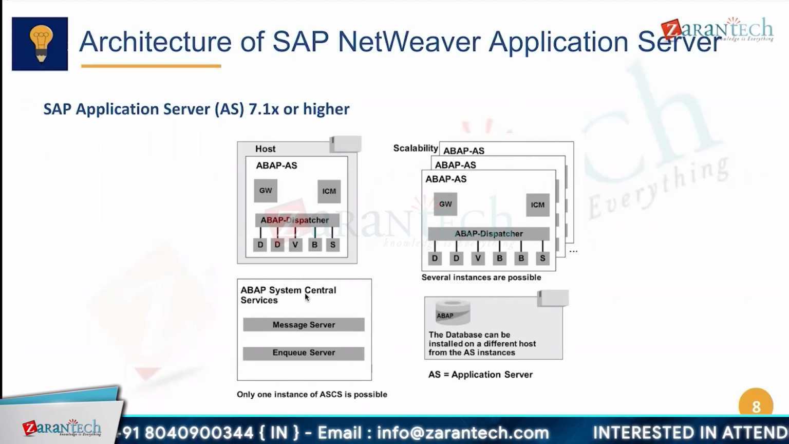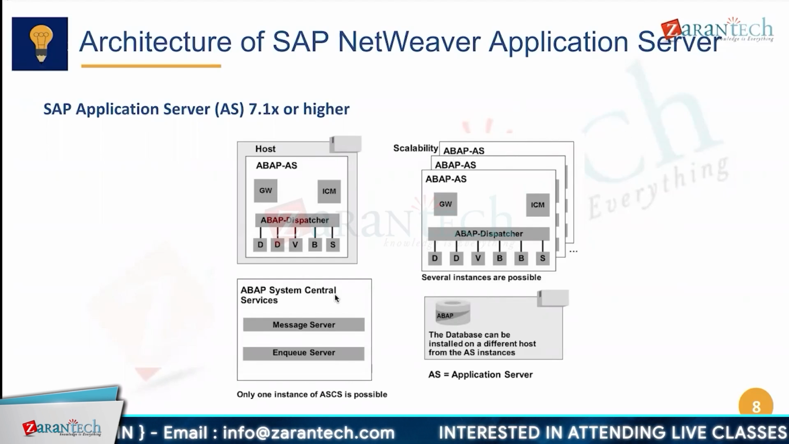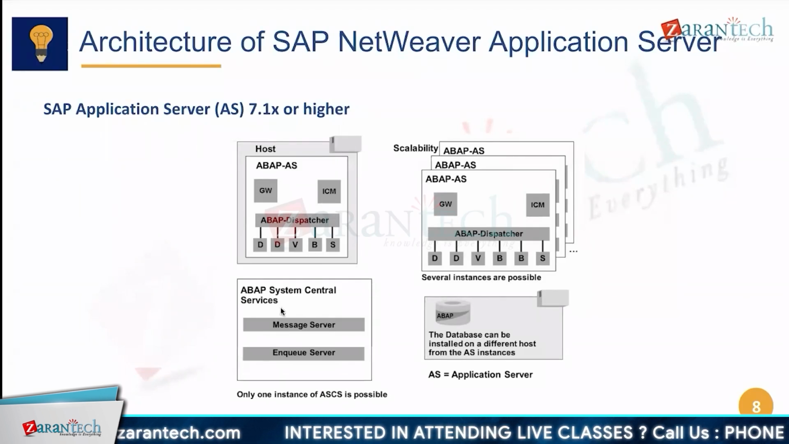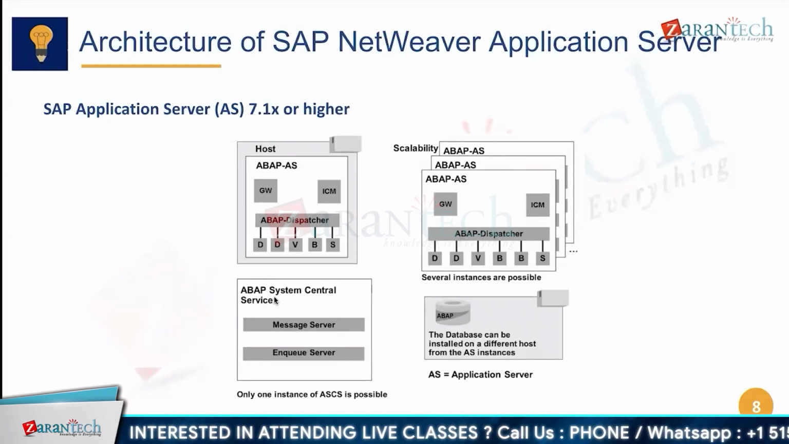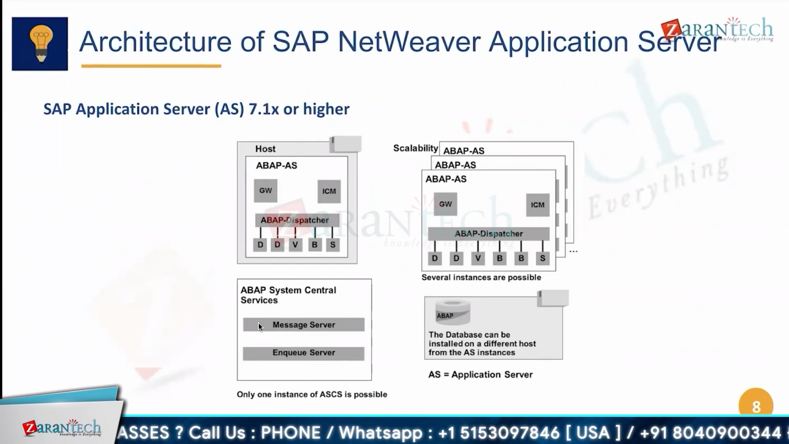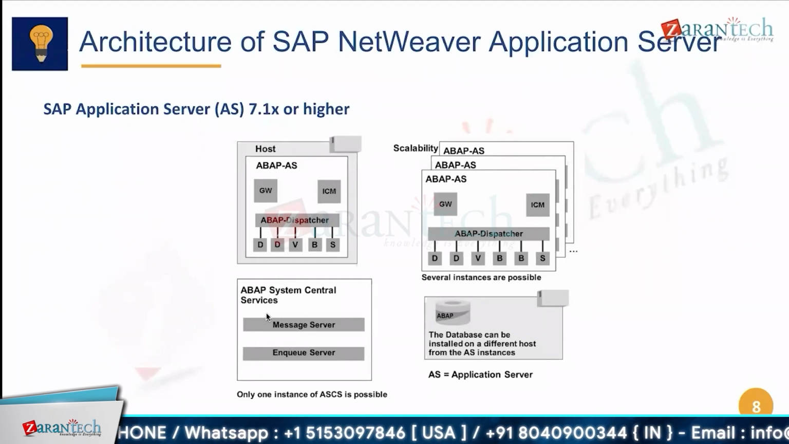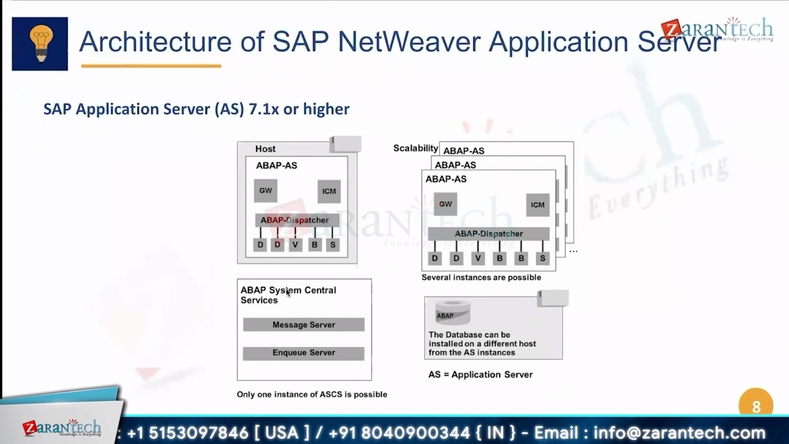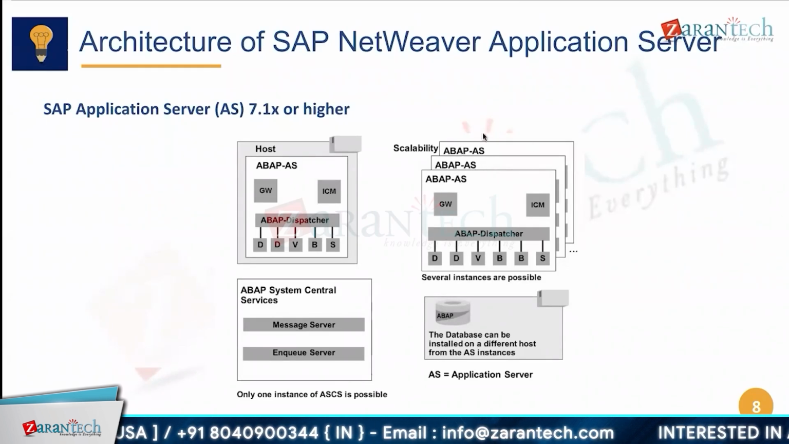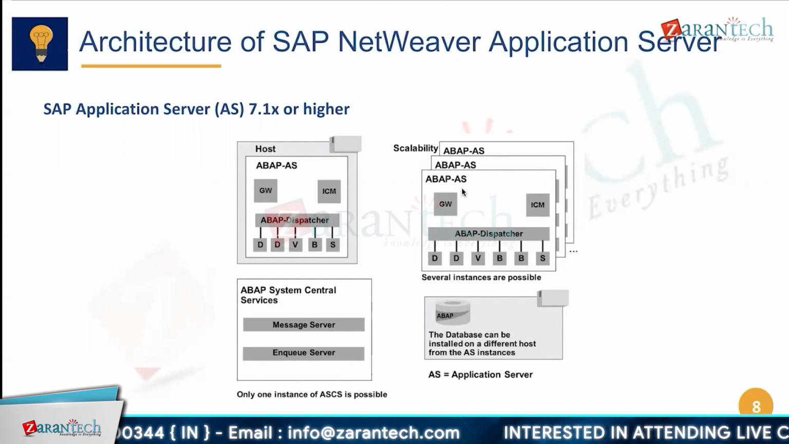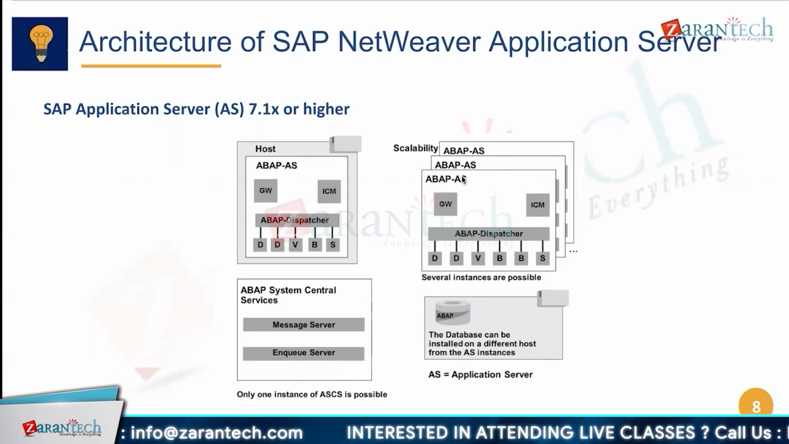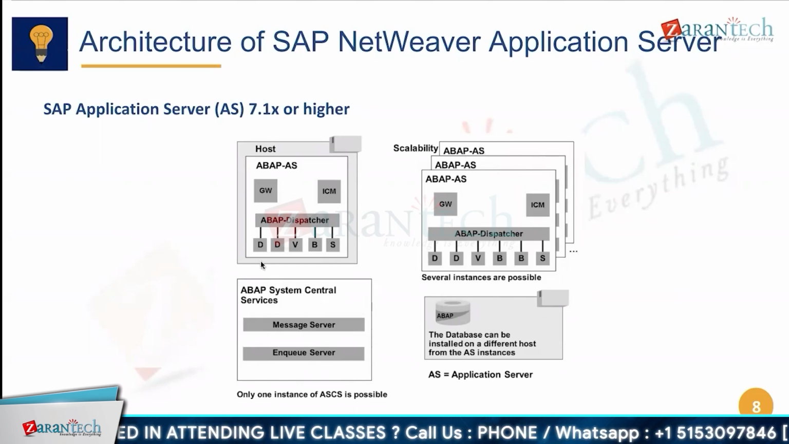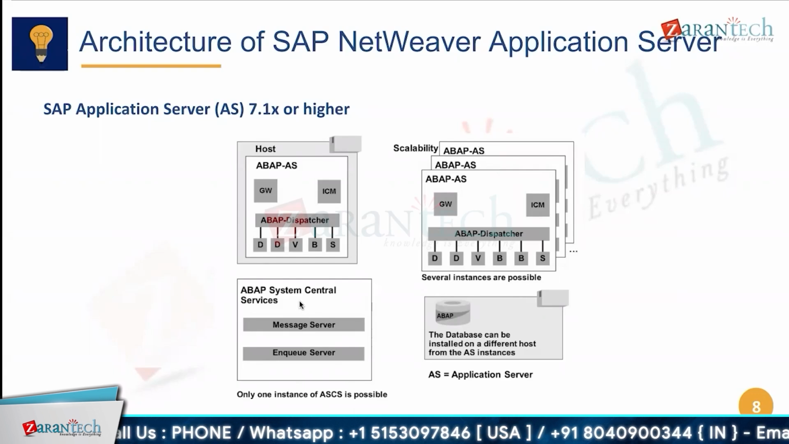So the central services instance, again, these questions are very important for certification. What does it have? Message server and enqueue server. If you stop the central services, your system is completely down. But if you stop one of the application servers, of the three here, the system is still up and there is no end user impact, because the other two application servers can serve the purpose. But if you stop the ABAP central services instance, you're done. Your system goes down.